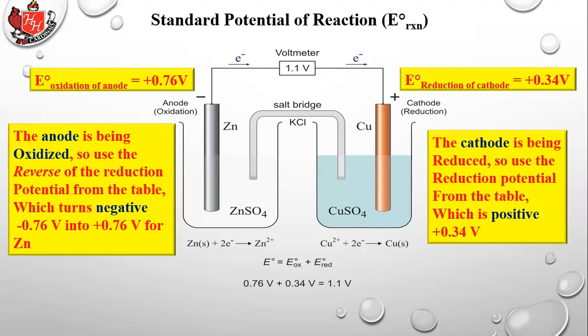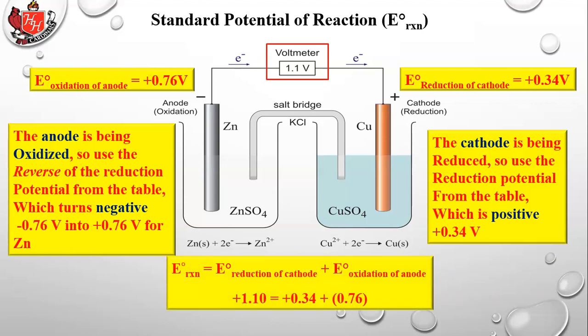So now you see down at the bottom that when you add those two together, you end up with 1.1 volts, and up above at the very top of the diagram, you see the voltmeter says 1.1 volts. That's the potential. That's the electrical gravity that's pulling on those electrons.